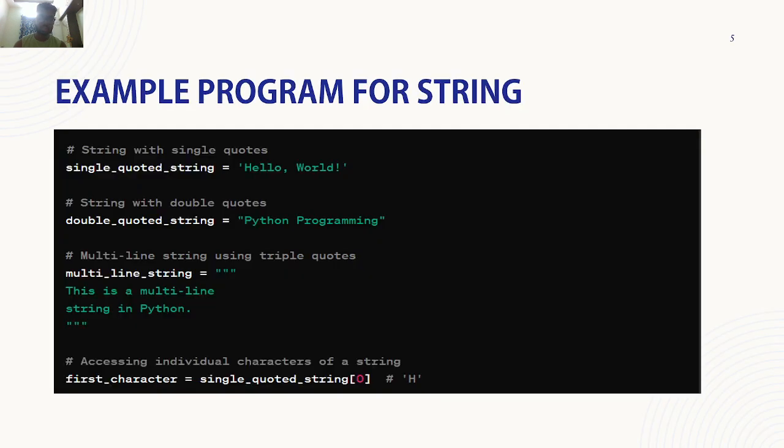So here we can see an example of a string. Here we're declaring a string, and you can see the string is hello world, and it is represented within single quotes. We can also declare it within double quotes as well. And there is multi-line string declaration, which is done when we declare a string of characters within triple quotes.